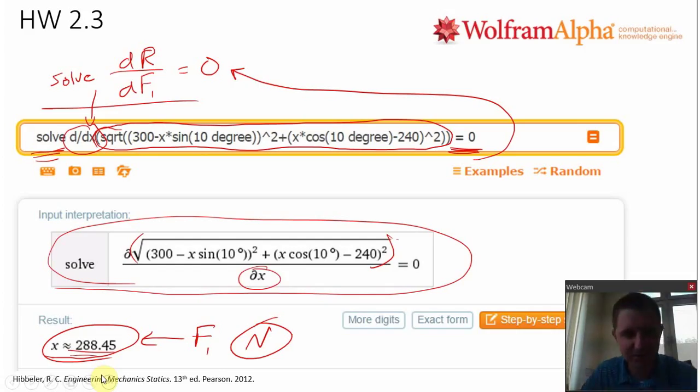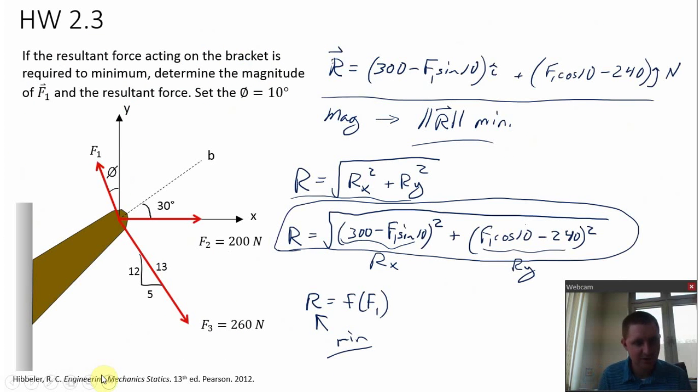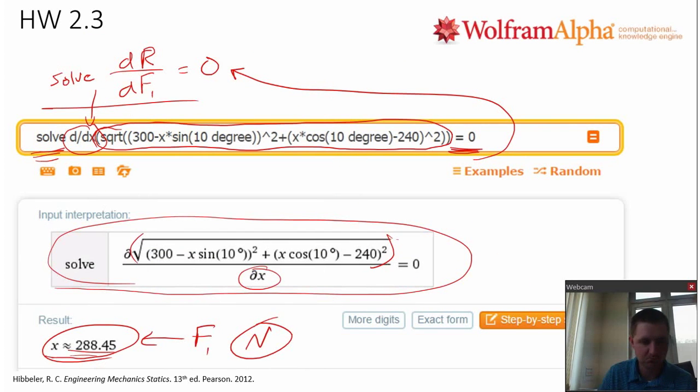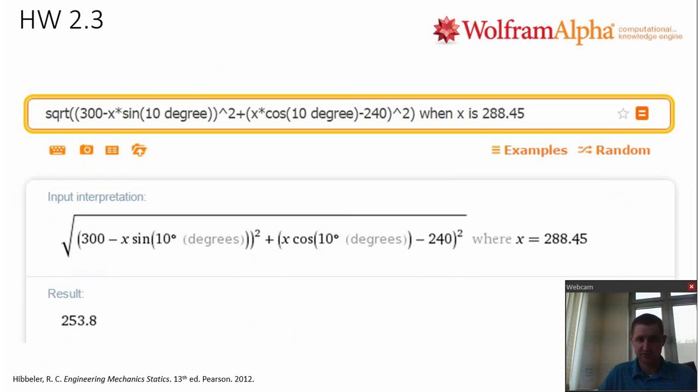All right, so we've got F1. If you remember, I'm going to back up here. The second part of the question asks us to find what that resultant force is. So what is the resultant force when it's a minimum? Well, now that we have F1, it's not that hard. I just need to substitute the magnitude of F1 into the function of my resultant.